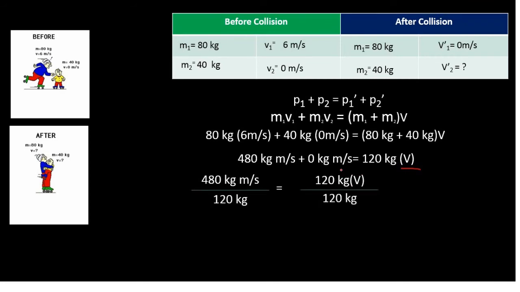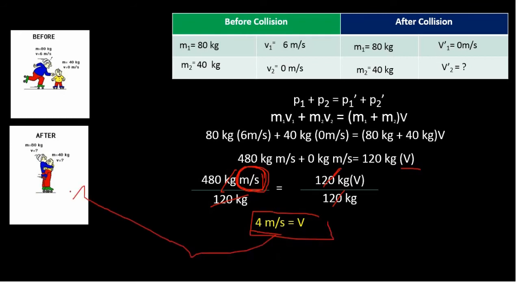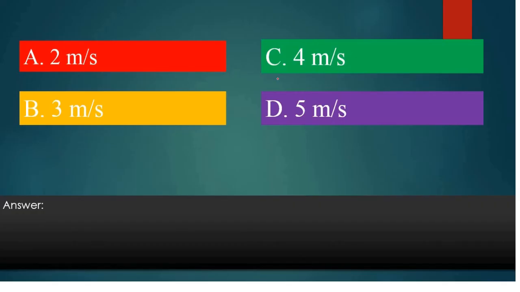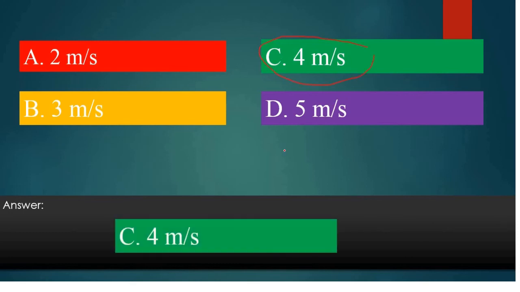In order to get rid of this number, we divide both sides by 120 kilogram, and we remain with this unit here. Then 480 divided by 120, that's 4 meters per second. So their combined velocity after the collision is 4 meters per second. So the answer would be letter C.